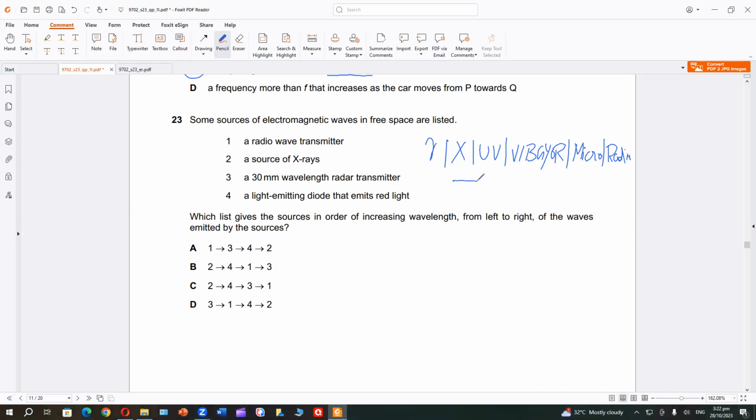Sir, what would the radar transmitter come under? Radar waves are man-made waves, right? So he's just trying to confuse, but he has given the wavelength 30 millimeter. Radar waves are either microwaves or radio waves. We know that because radar waves are man-made, and micro and radio are man-made. So definitely radio or micro, any one of them, or if you remember the values, 30 millimeter is in the value table. So from left to right, lambda increases.